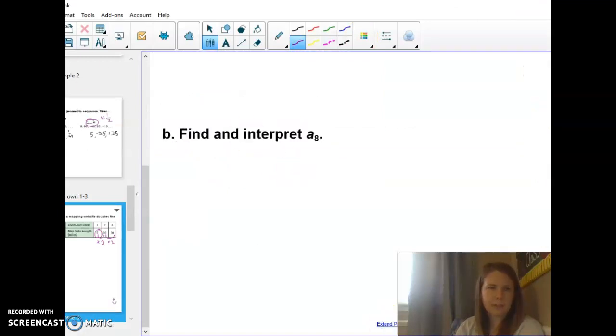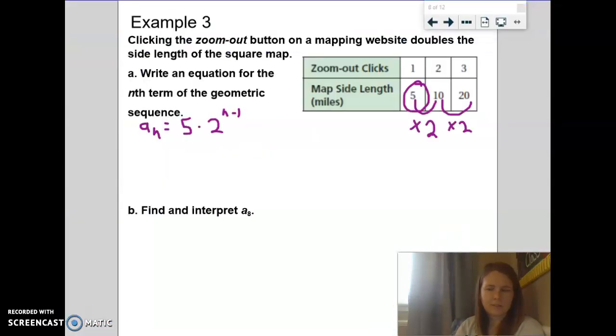We'll add a little smiley face at the bottom. I think I'm covering it, but there's our little smiley face.